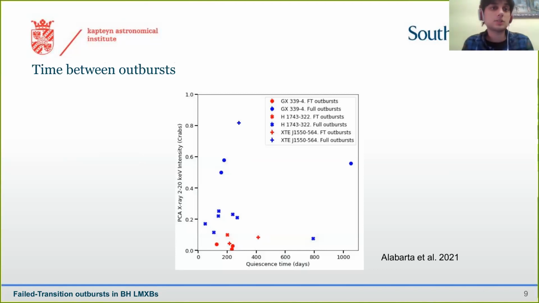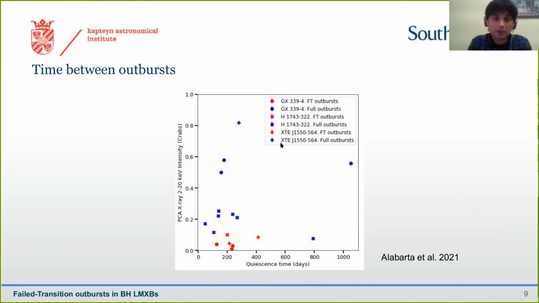The next thing we did was to study the relation between the X-ray peak intensity and the time spent in quiescence between outbursts. If we assume that the X-ray peak intensity that a source reaches during outbursts depends on the accumulated matter in the accretion disk during quiescence, the longer a source remains in quiescence, the brighter the next X-ray outburst would be.